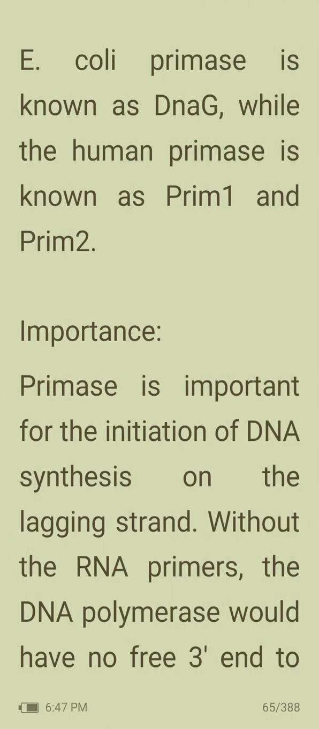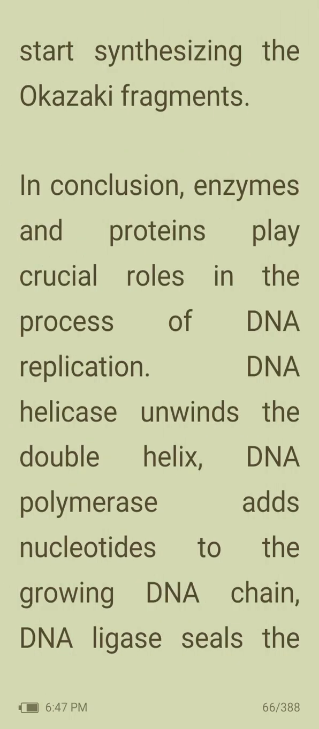Examples: E. coli primase is known as DnaG, while the human primase is known as PRIM1 and PRIM2. Primase is important for the initiation of DNA synthesis on the lagging strand. Without the RNA primers, the DNA polymerase would have no free 3' end to start synthesizing the Okazaki fragments.